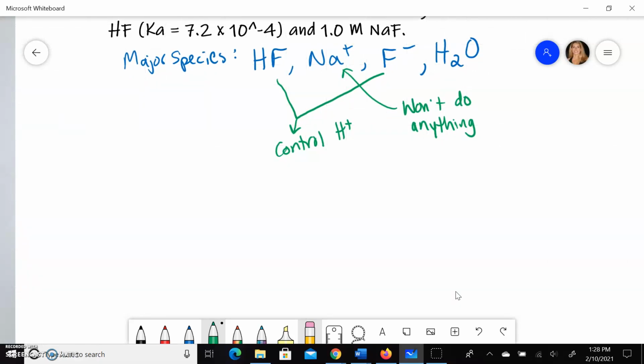So now we're ready to set up an ICE box, and the way we know to set up an ICE box is because we have a weak acid, so we don't know how much that HF is dissolving. That's what we're trying to figure out. Remember, you do not set this up for strong things, only for weak.